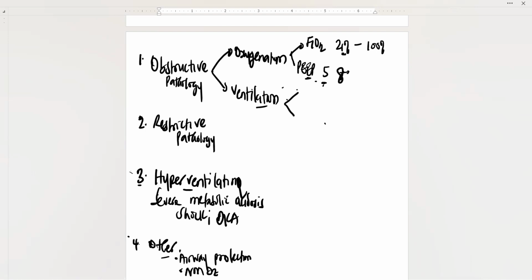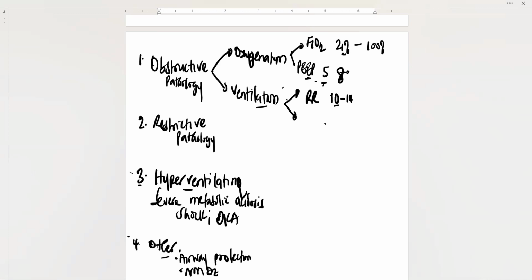Under ventilation, the things that work with ventilation: one, we're going to set the respiratory rate. In someone who has obstructive pathology, you always want to keep their respiratory rate on the low side, right? Maybe somewhere between 10 and maybe 14, right? And the reason being that you want to give these patients enough time for exhalation, right?